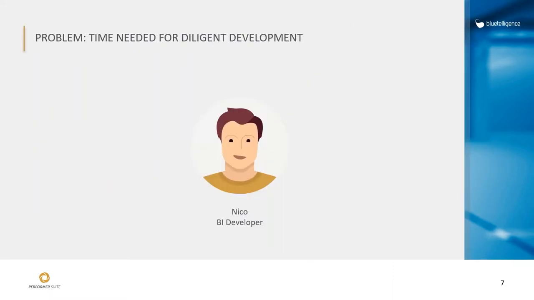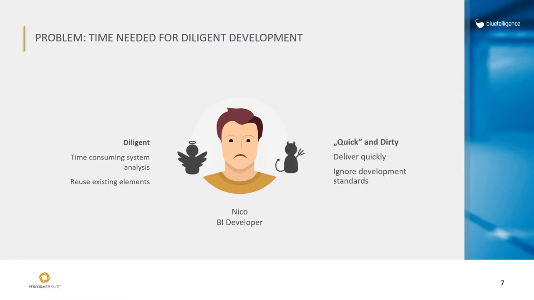On the one hand, Nico wants to develop the requirement accurately and diligently, meaning he would like to do proper analysis first and reuse existing elements if possible. However, opening all existing queries that are already built on the info provider and checking which queries he could use as a template is manually just a waste of time because it takes way too long. On the other hand, Nico wants to deliver the development as quickly as possible. But this leads to the situation that he might disobey development guidelines and create duplicates and thereby mess up the system. But there is help.